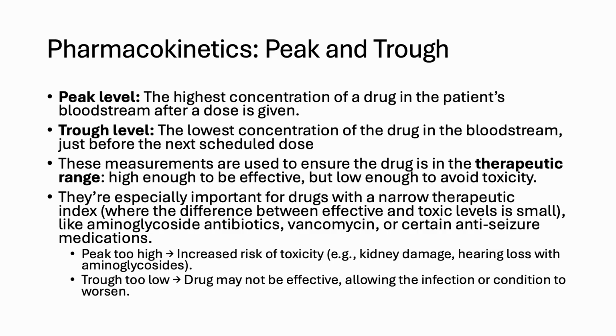There are some drugs with an extremely narrow therapeutic range, meaning there is not a big difference between an effective dose and a toxic dose. An example of this, a too high of a peak, that is increased risk of toxicity. So there are some medications, some antibiotics, the aminoglycosides, that can cause permanent hearing loss when you get to the toxic levels. And they have a very narrow therapeutic range, so they're dangerous. The peaks and the troughs have to be carefully measured.